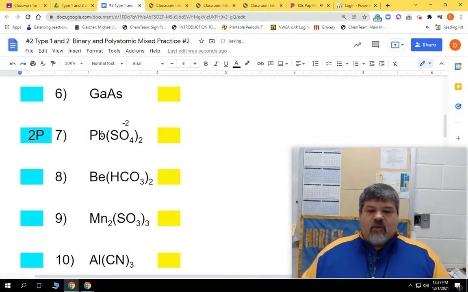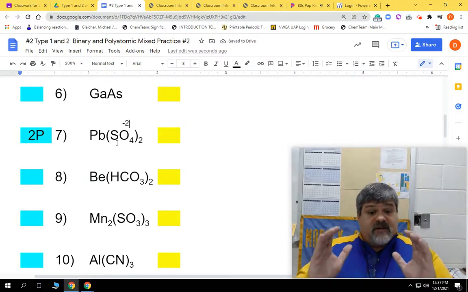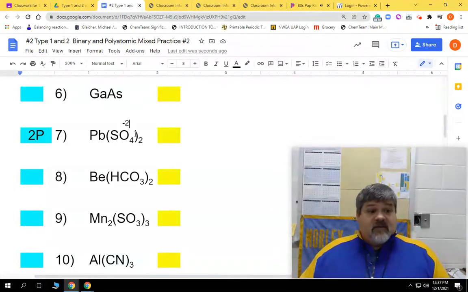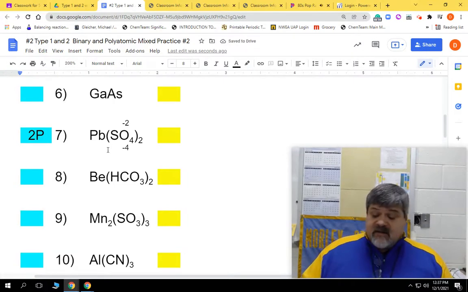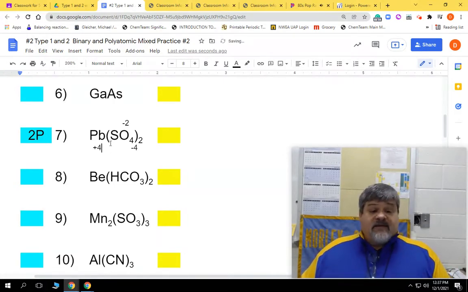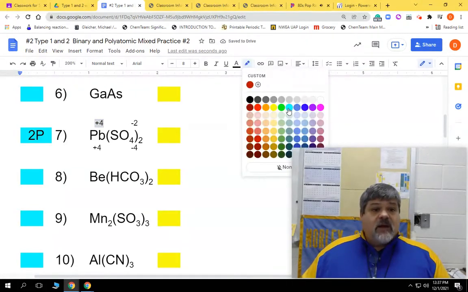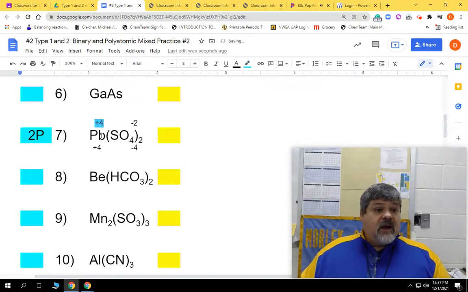Now I know that I have more than 1 sulfate because I have parentheses. So I'm going to do -2 times 2, for a total charge of sulfate of -4. That means my total charge for my type 2 metal is going to be +4. I divide by the number of leads that we have, which is 1, and so it's going to be +4. Again, I'm going to highlight that because it's type 2, and that is going to tell me my Roman numeral or charge for lead.